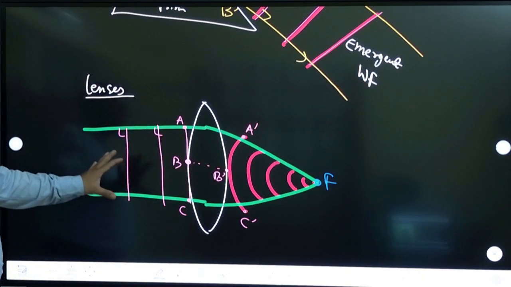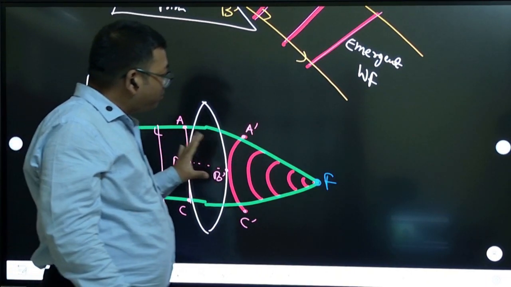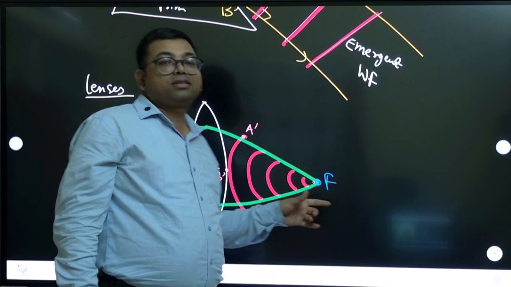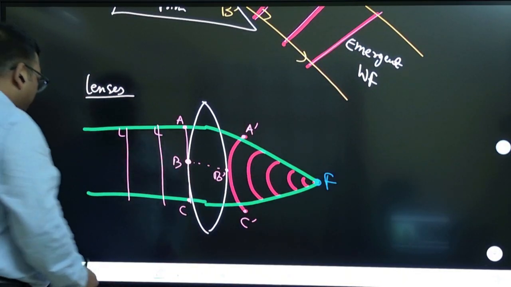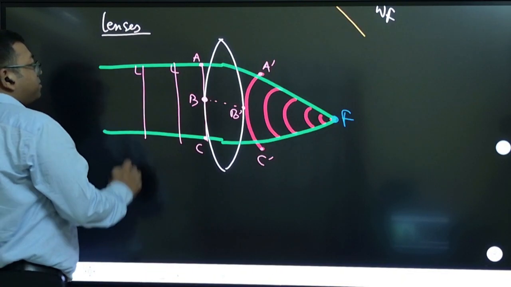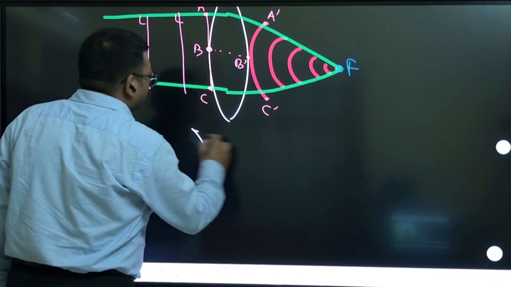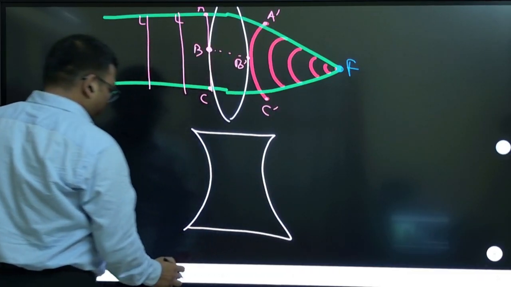So that's how the wave front, which was a plane wave front, has become a spherical wave front now. Are you understanding this? This is how a lens behaves. What about concave? Let us also look at concave.